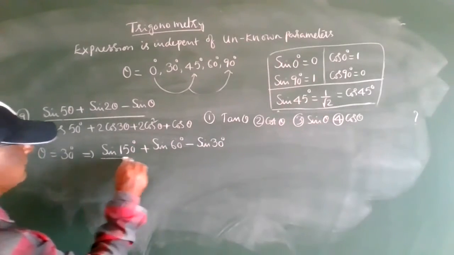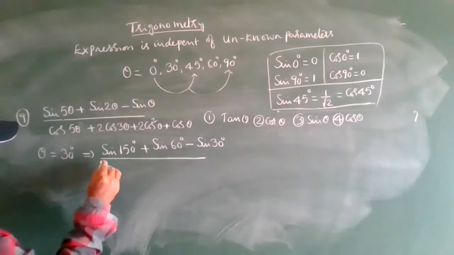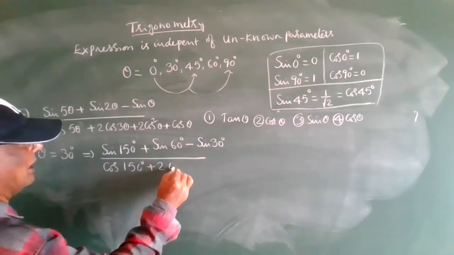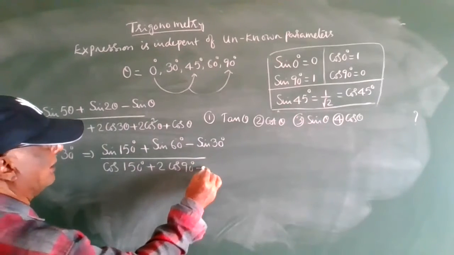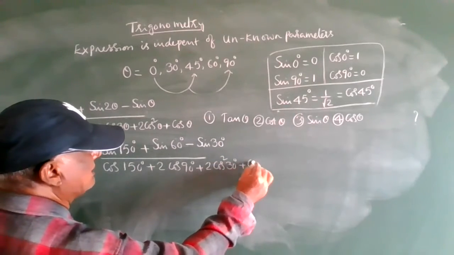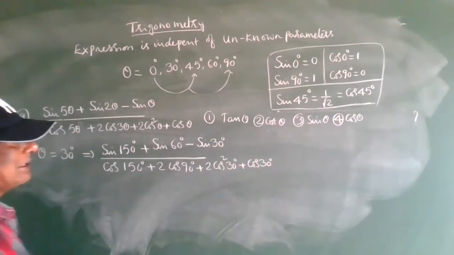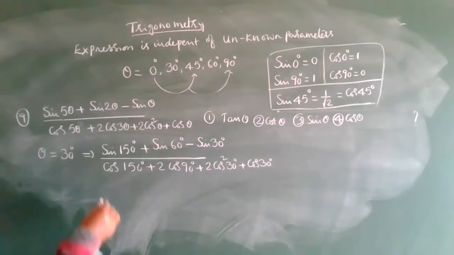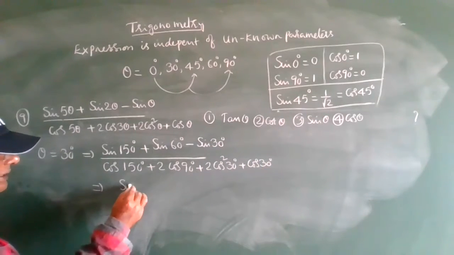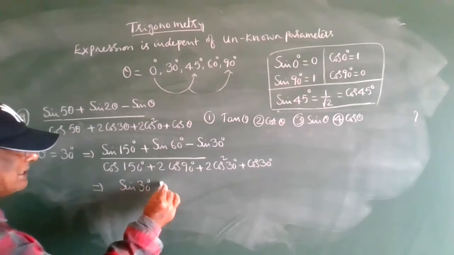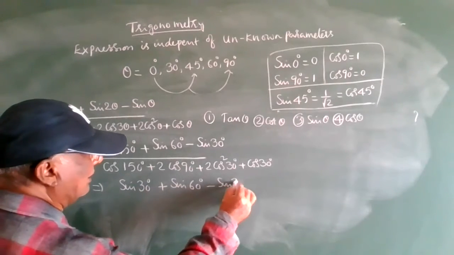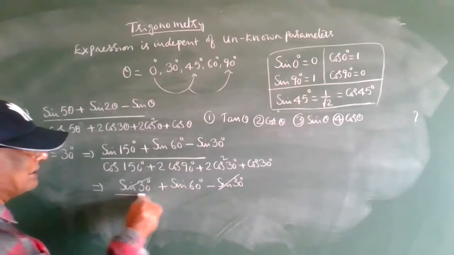So next, 5 into 5 cos of 5 into 30 degrees, 150 degrees, plus 2 into cos of 3 into 30, that is 90 degrees, plus 2 cos square of 30 degrees plus cos 30 degrees plus cos 30 degrees. Write it down. 150 degrees is 180 minus 30, second quadrant, positive sine 30 degrees plus sine 60 degrees minus sine 30 degrees. Now sine 30 both are cancelled.